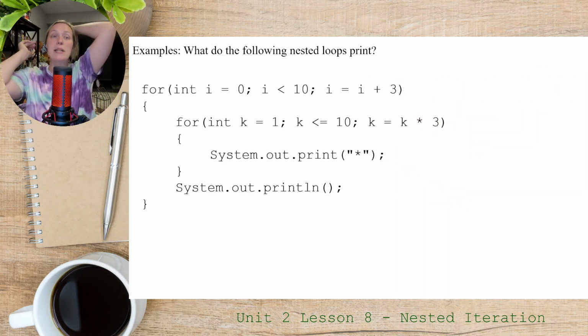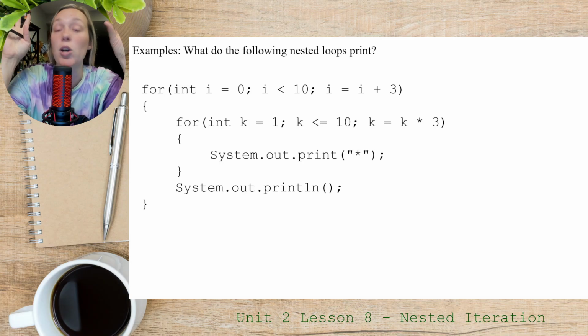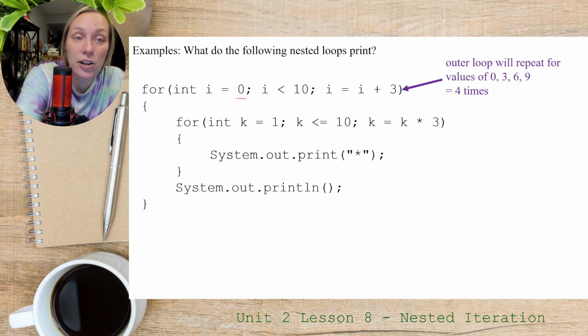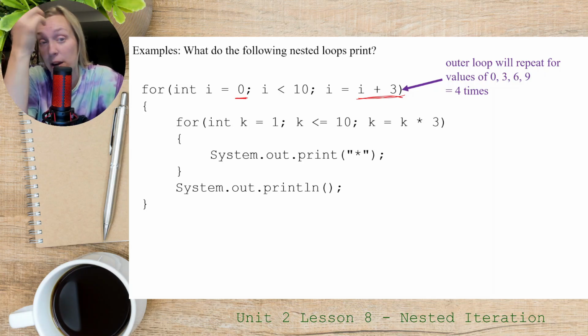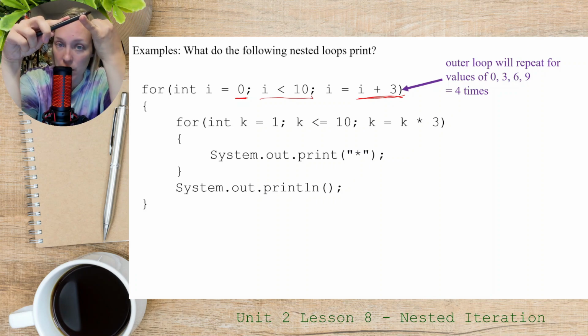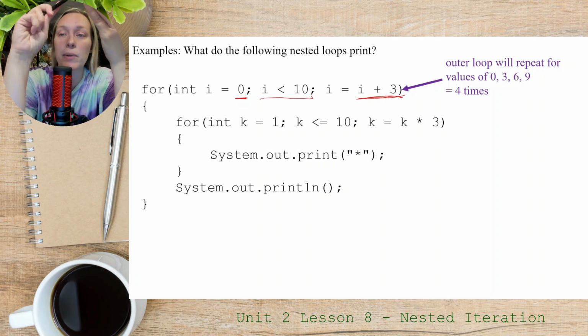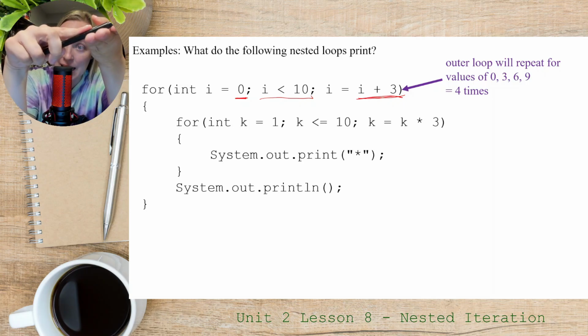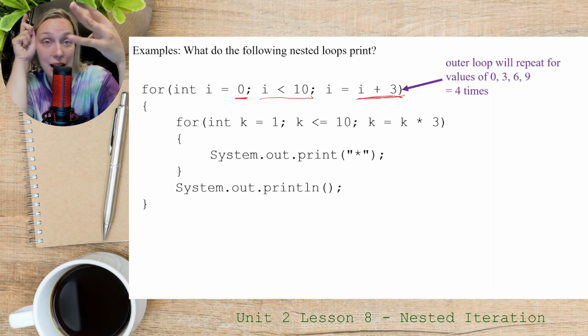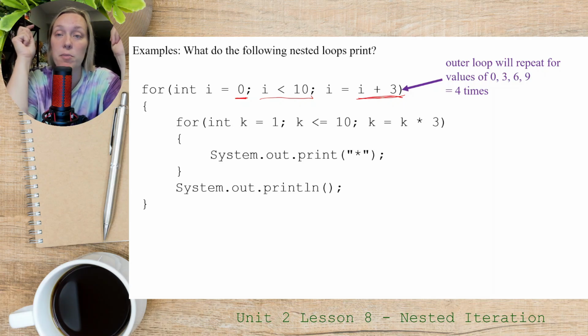Okay, so we'll see how many times the outer loop and the inner loop run. Okay, so the outer loop will repeat. When will it repeat? It will repeat for values of 0, 3, 6, and 9 for a total of 4 times. Okay, so i starts at 0. i increases by 3 each time it runs, and it goes up to but not including 10. So when i is 0, it'll run. When i is 3, when i is 6, and when i is 9. And then once i reaches 12, the loop will stop, so it doesn't run. So my outer loop is going to go 4 times. Okay, so already I know it's going to repeat 4 times.